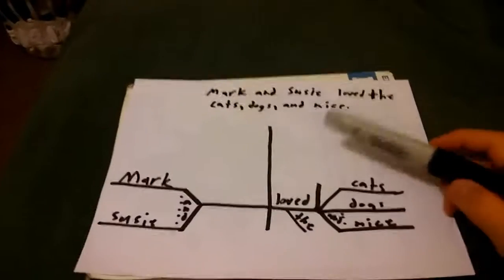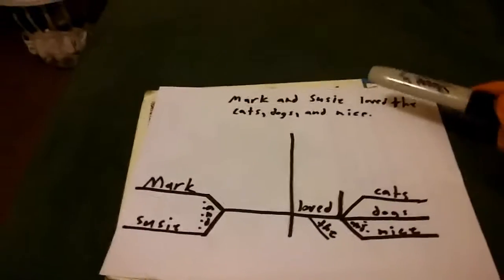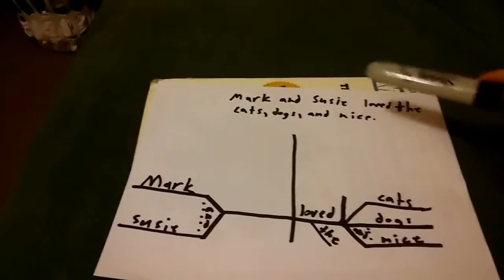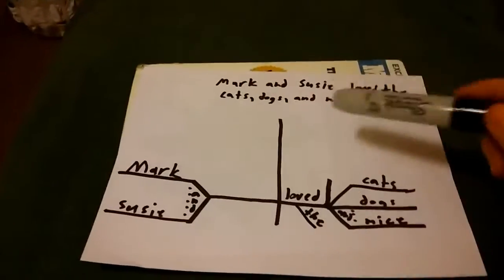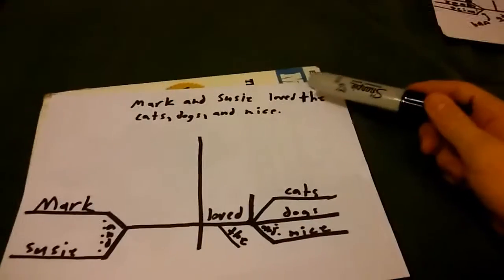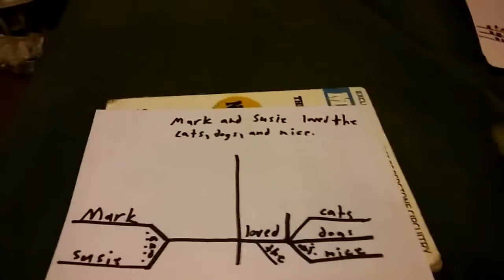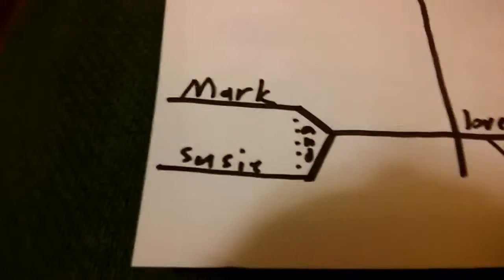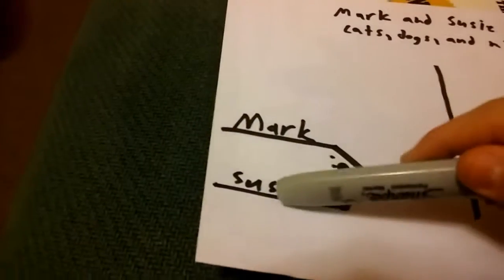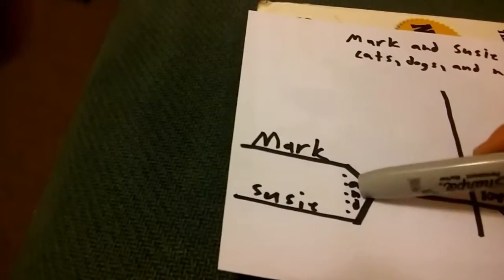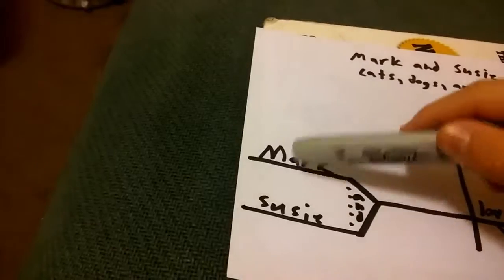This will be about the T diagram, and the T diagram is resembling this sentence right here, which is: Mark and Susie loved the cats, dogs, and mice. Notice the "the" there. That's going to be important later on. We're going to start out with the subjects. The subjects are Mark and Susie. The "and" goes here with a dotted line connecting Mark and Susie.